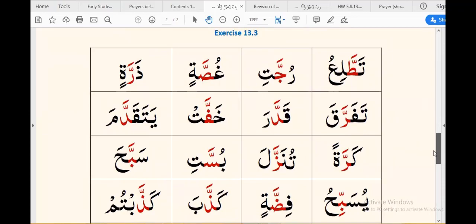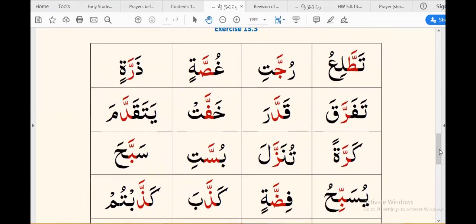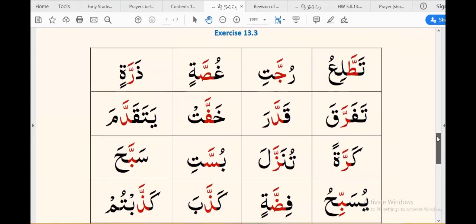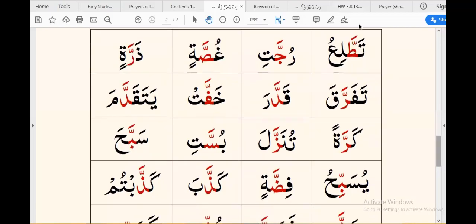Let's now move on to exercise 13.3, where we are again revising the rule of mushaddad. Let me choose another student now, maybe a Tifl this time. A5326. Assalamualaikum. Walaikum salam. Is that A5326? Yes. Okay, perfect. Do you understand the rule of mushaddad? Are you confident with it? Okay, perfect. Now, let's see if you can do this example for us, please.